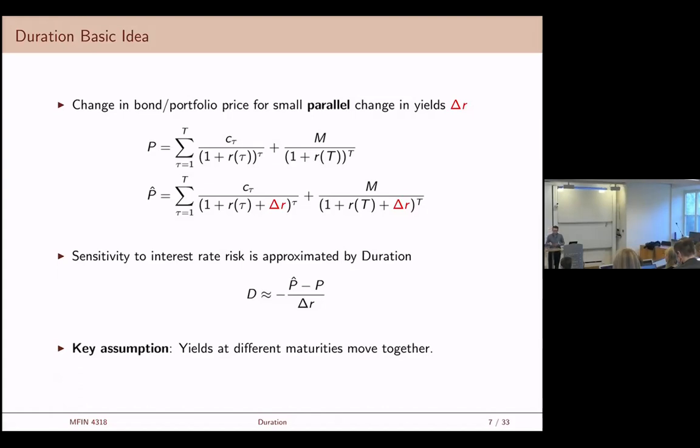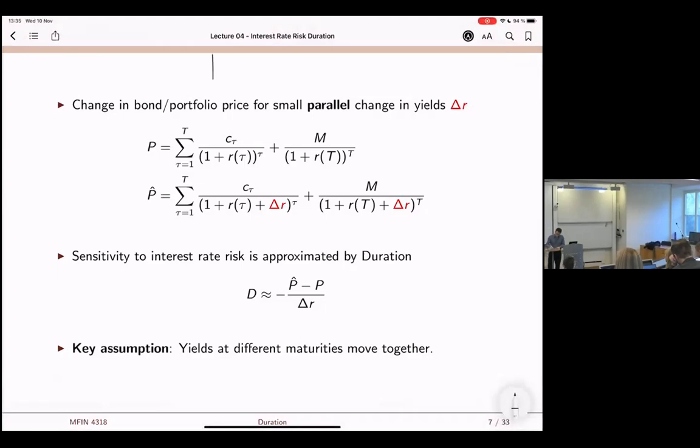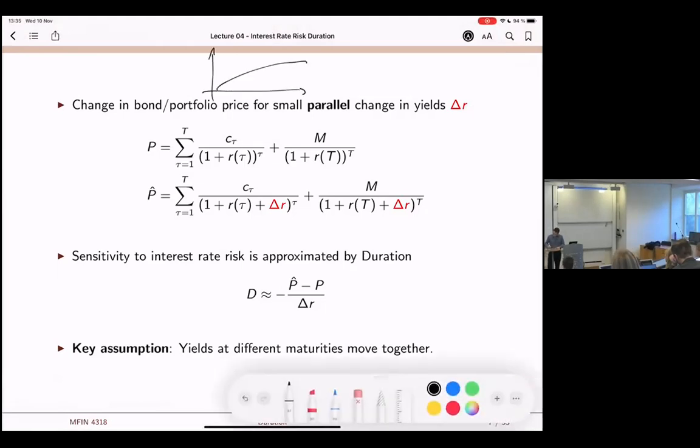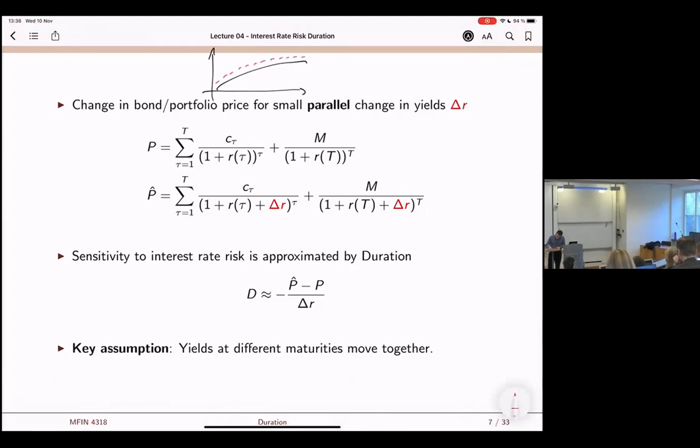The idea is we're going to look at a particular change in the yield curve. Instead of saying the yield curve can move in many different ways, we're going to say you start from a yield curve like this, and we're going to tell you the impact of a change in rate. If all the rates change by the same amount, that we call delta R, that's a parallel shift in the yield curve. Then we're going to see whether it is a good assumption or not. We can discuss this, but that's what we're doing.